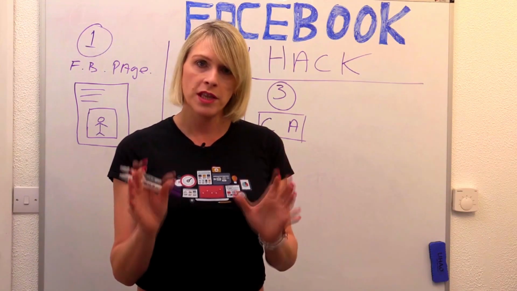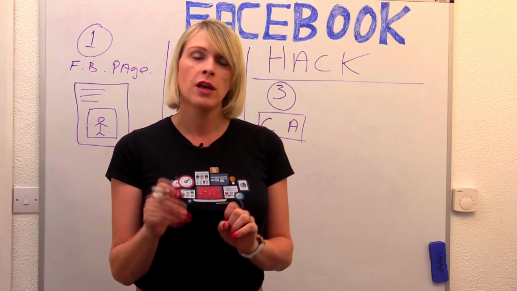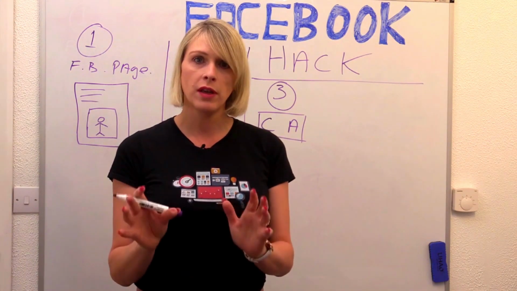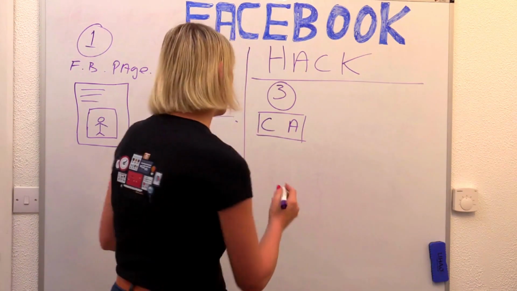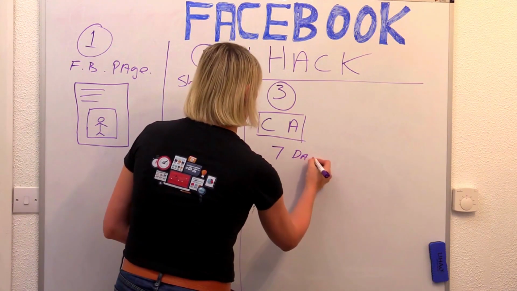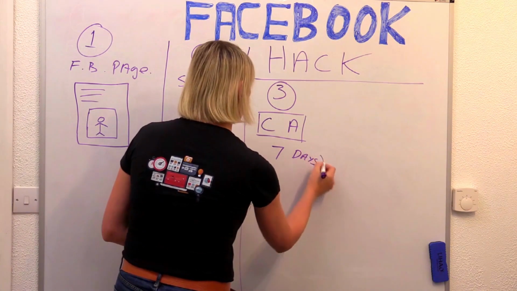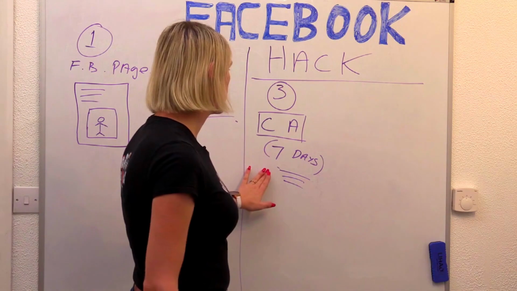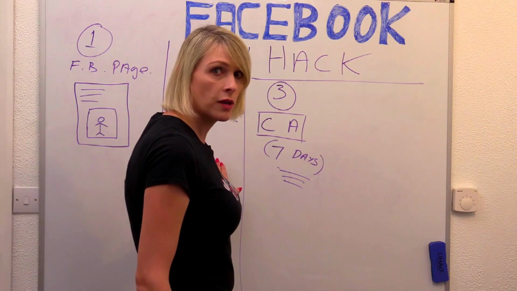But for this purpose, what I would recommend that you do is you say, I want to build a custom audience of people who have watched my video in the last 7 days. So that's what I normally do. So I say 7 days. Okay, I think that's quite important. Okay, so we've now got a custom audience of people who have watched my video in the last 7 days.